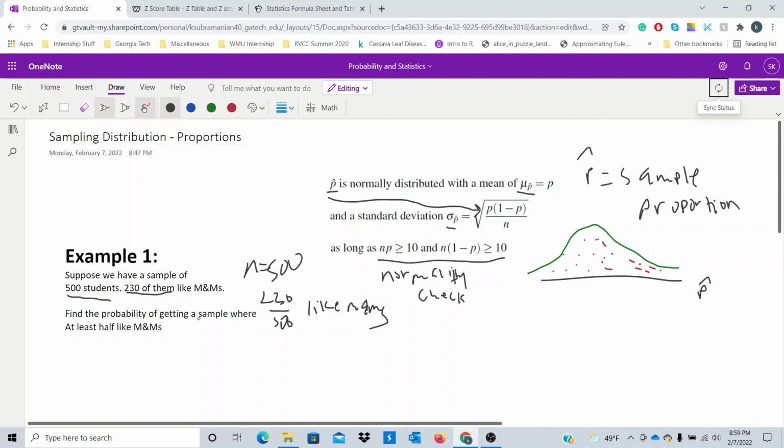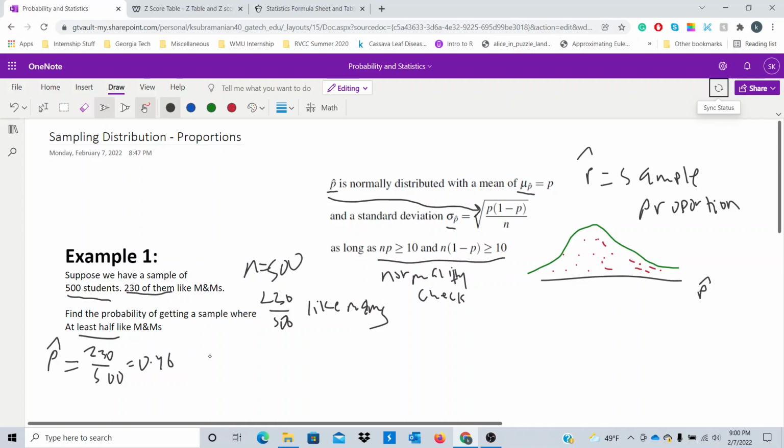And we want to find the probability of getting a sample where at least half like M&Ms. So what do we need to know? Well, we need to know what our sample proportion is. We need to know what our p hat is. Well, we see here in our sample 230 out of the 500 students like M&Ms. So p hat is going to be 230 over 500, and this is going to be 0.46.